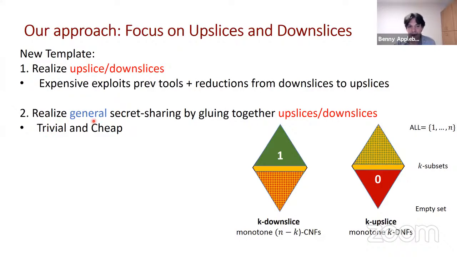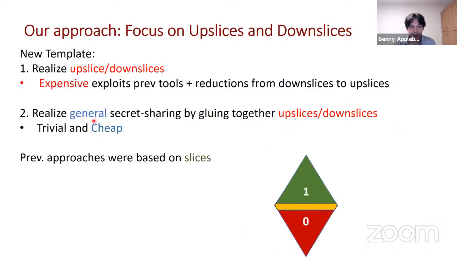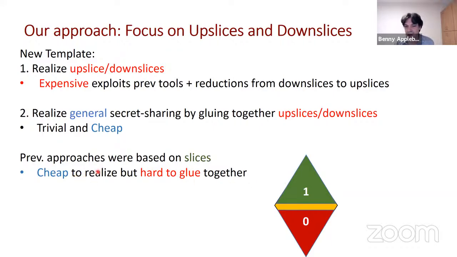And it's interesting to compare this outline to previous works that were based basically on slices. Okay, this is how slices look like. And in the previous frameworks, basically these slices were cheap to realize, based on work of Karchmer, Vinod, and Ishai, but actually are hard to glue together. So this is exactly the opposite case compared to the current approach.